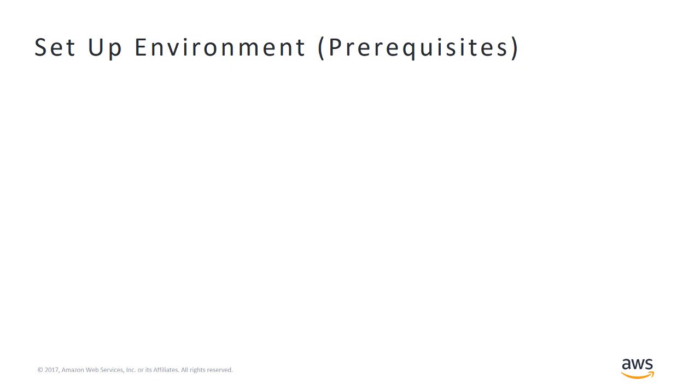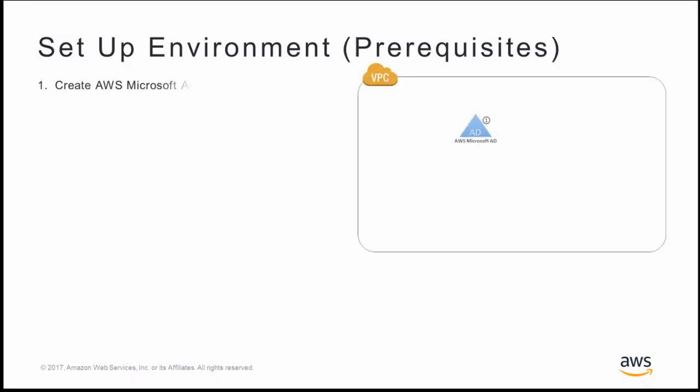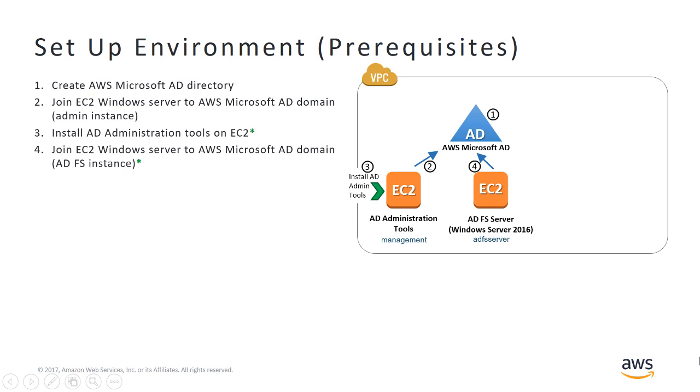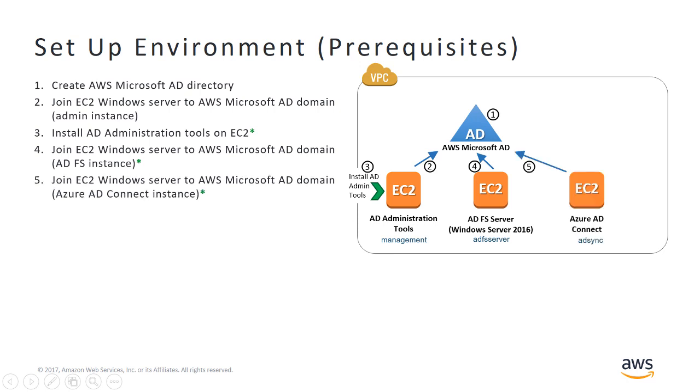The first step is to set up the environment in which you'll run Azure AD Connect and ADFS. To do this, you'll need to install Microsoft AD in your VPC. The next step is to join an EC2 Windows Server instance to AWS Microsoft AD in that domain, and you'll use this as an administrative instance. Next, you'll install the AD administration tools on that instance. You create a separate server for running ADFS in the cloud. Now, this needs to be a Windows Server 2016 implementation of ADFS. Next, you'll create another instance that would be for Azure AD Connect.